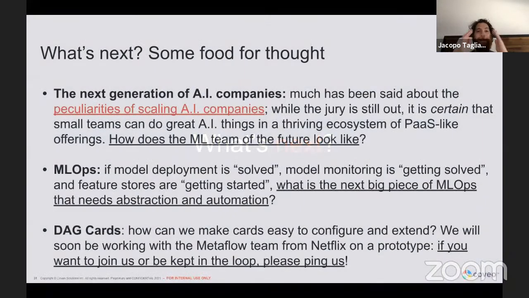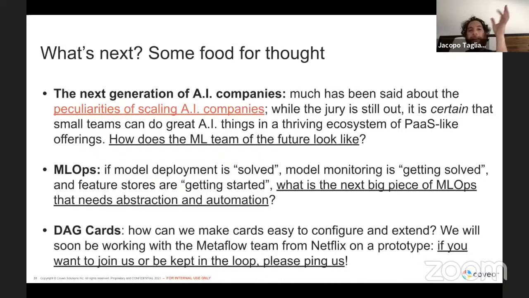So what's next? Well, a lot of things. I just want to put out there 3 topics for maybe discussions or food for thought. The first one is, what's going to happen to AI? So much has been said. The link there is to a nice blog by Andreessen and Horowitz. Much has been said about the scalability of AI companies, which differs from typical SaaS and software engineering for all sorts of reasons. I think it's fair to say that nobody has figured out the conundrum or the puzzle yet.